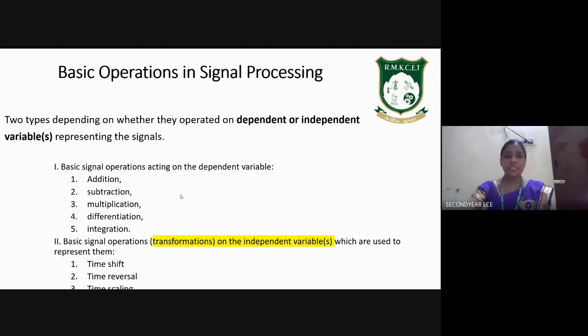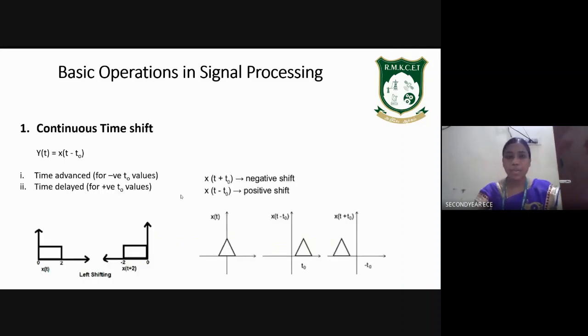So with this introduction of basic operations, I will move on to the first basic operations, which are the transformations on the independent variable. First we will see the independent variable, then we will see the dependent variable. And the independent variable, you know that it may be continuous, it may be discrete.